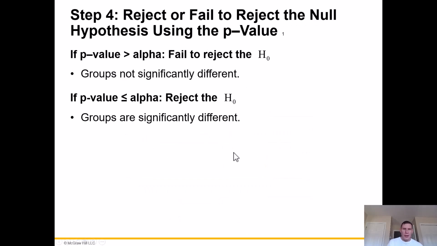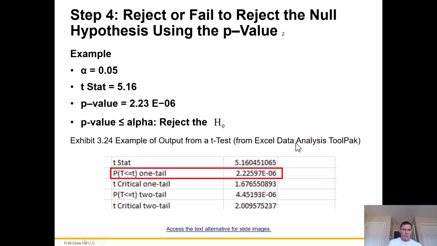And then step 4 is reject or fail to reject the null hypothesis using the p-value. If the p-value is greater than alpha, we fail to reject the null. The groups are not significantly different. If the p-value is less than or equal to alpha, then we would reject the null hypothesis, and we would conclude that the groups are significantly different.